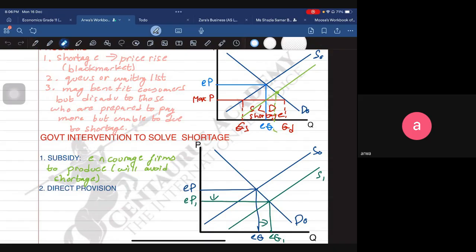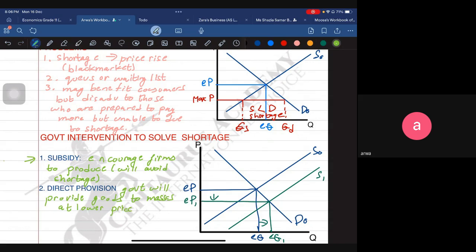For that, what the government can actually do is provide the goods themselves, because if they feel that the private producer has a limit to what they can provide even after giving the subsidy. So the government will sometimes provide goods to the masses at a lower price. Exactly. So I have given you two solutions.